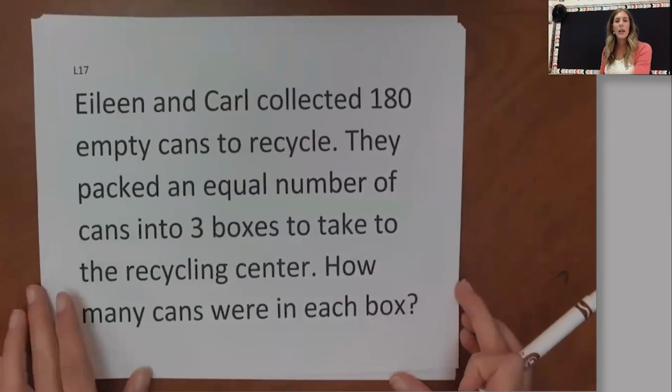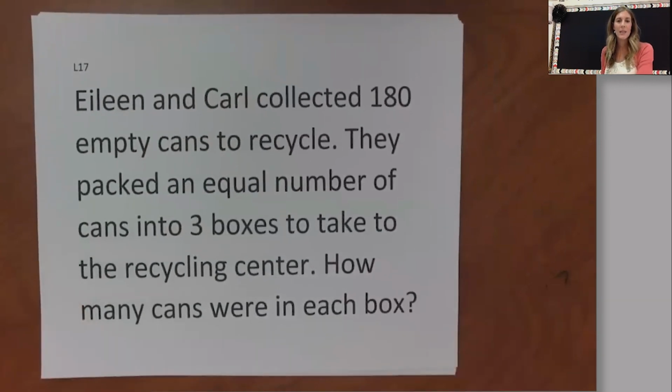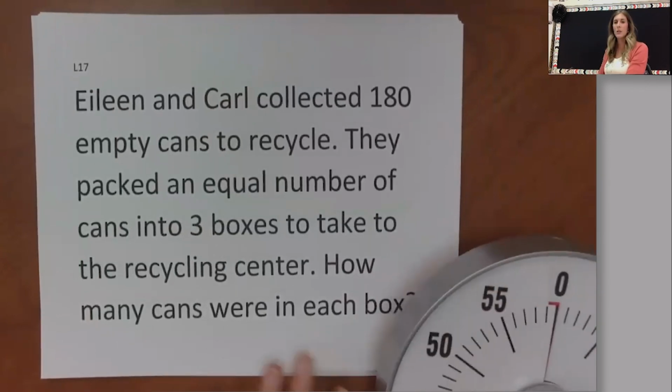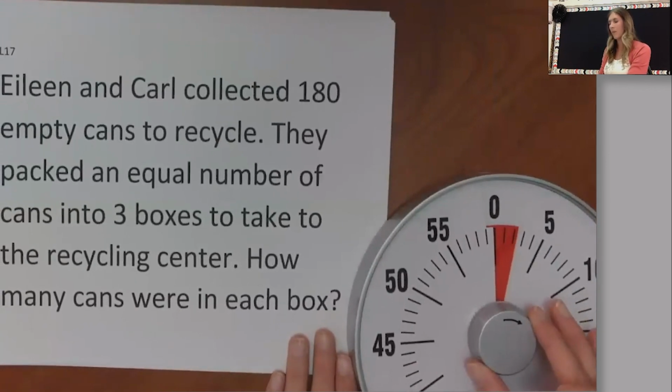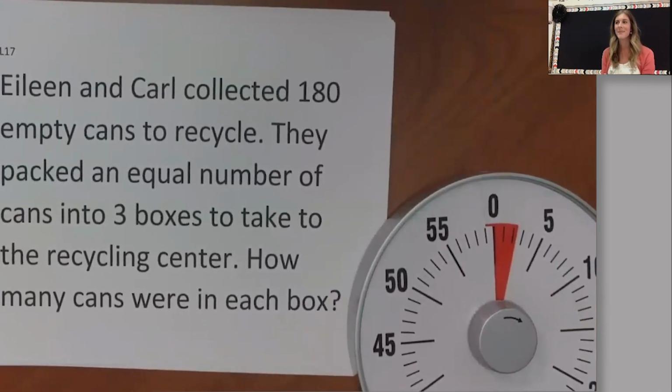Eileen and Carl collected 180 empty cans to recycle. They packed an equal number of cans into 3 boxes to take to the recycling center. How many cans were in each box? Remember, you can draw base 10 blocks or use place value in your basic facts to solve.